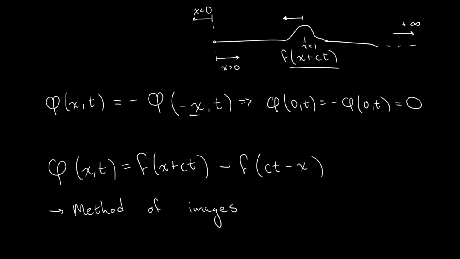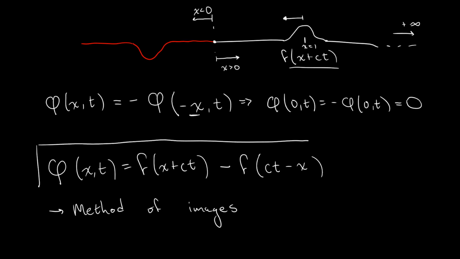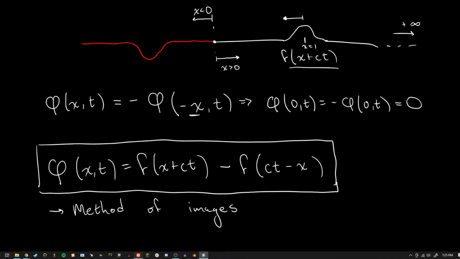Where I've essentially created an image wave. Again, I'll just draw this in red. So this is my image wave, what I might call, which isn't really a piece of the physical system, but I use this as a tool to satisfy my boundary conditions. And I get a function for my wave.